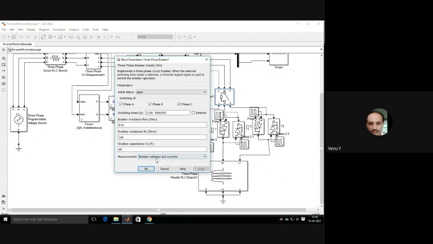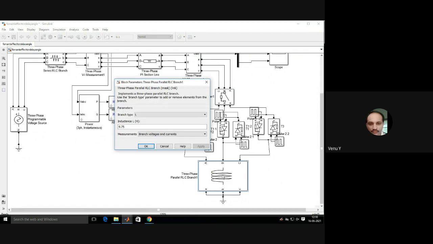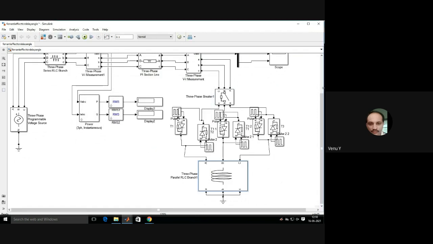Other parameters you need not use. You can use default values. This is the breaker. This is the reactor, 9.75, which is different from that of the fixed value. And here phase A, phase B, and phase C. Thyristors T1, T2, T3, T4, T5, T6.